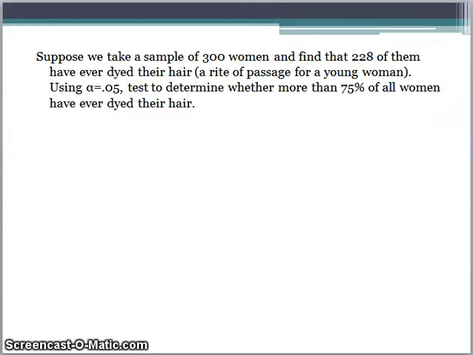So here's an example. We have a sample of 300 women, and we find that 228 of them have ever tried dyeing their hair. And we want to test whether more than 75% of all women have ever dyed their hair. Just like we saw before with the confidence intervals, one way you know that this is a problem for the proportion is that you have x out of n. In this problem, 228 out of 300.